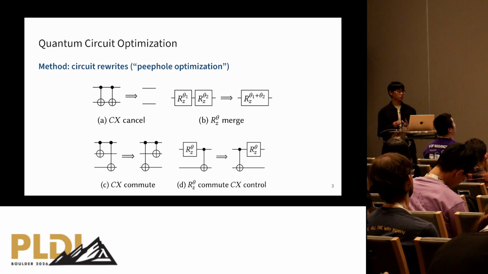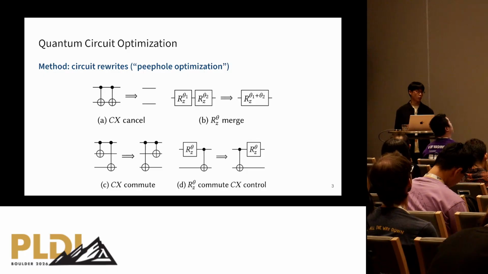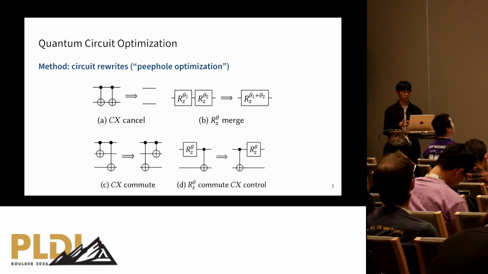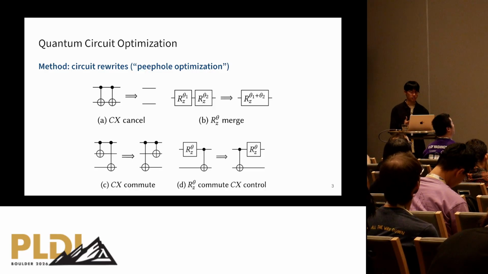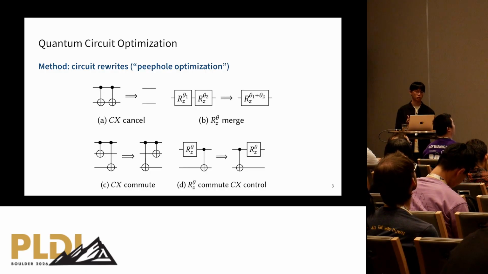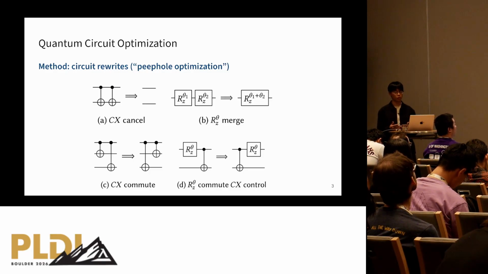And the most advanced and most widely used quantum circuit optimization method for now is circuit rewrite. That is pattern matching and substitution: to match a sub-circuit inside the circuit to be optimized and substitute it with another one. And this is quite similar to peephole optimization in classical program optimization.